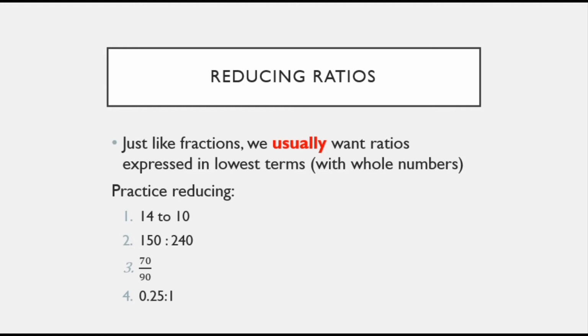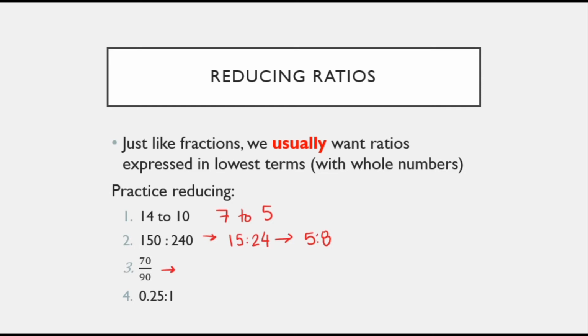So if we were practicing reducing this and I see 14 to 10, 14 and 10 are both divisible by 2. So that could be 7 to 5. And that's as far as you can go there. Nothing goes into both 7 and 5. By the same thing, we can maybe reduce number 2 by dividing both sides by 10 to start. Maybe we're even super smart and recognize that 3 goes into both 15 and 24, and we can reduce that to 5 to 8. Now, nothing else is going to make that smaller, so an equivalent ratio in lowest terms would be 5 to 8.